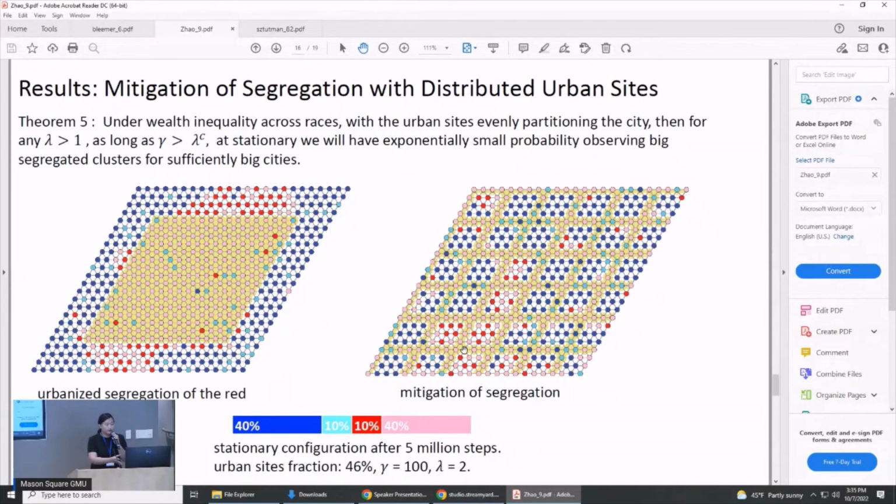Also, there both exists wealth inequality across races, and that fraction is also the same. But just because we now distribute the urban sites more equally, it's enough that we observe a lot less segregation at stationarity. And yes, we think distributed urban sites would make a difference to mitigate segregation.